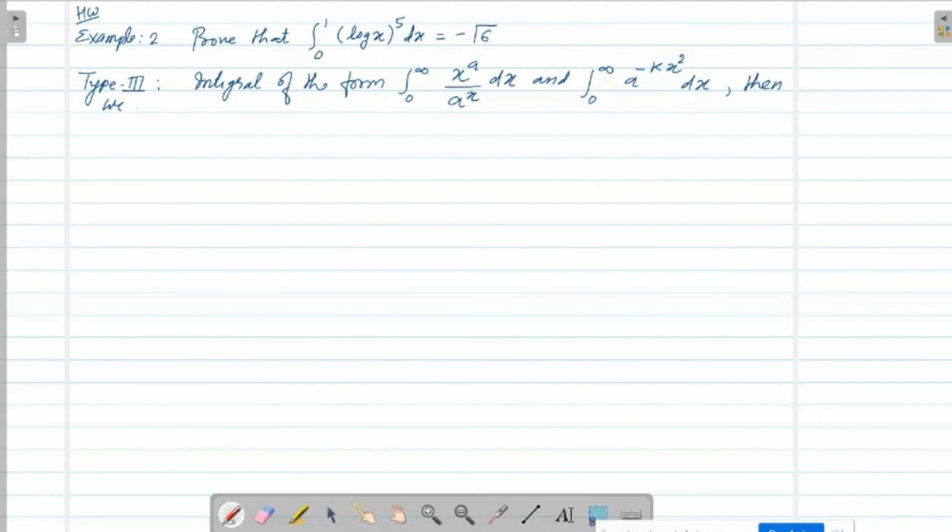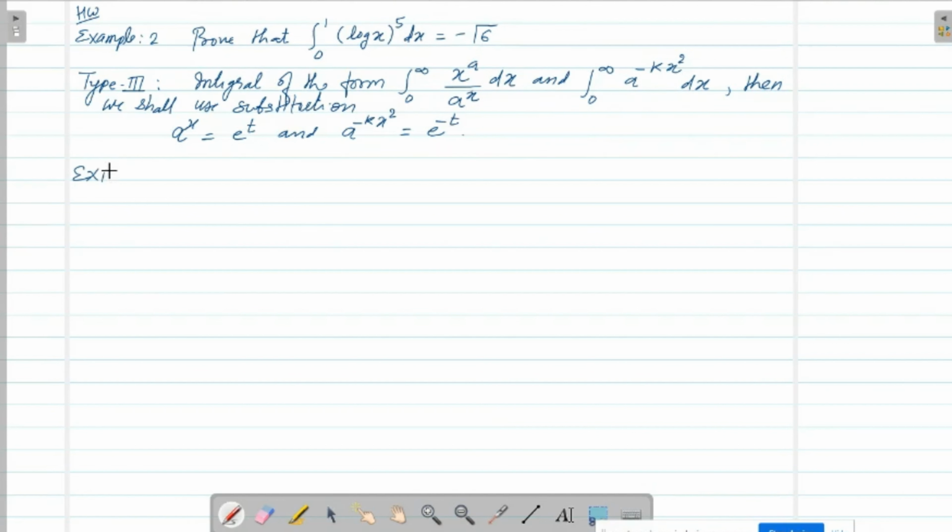Then we shall use the substitution a raised to x equal to e raised to t, and for the second one, a raised to minus kx square equal to e raised to minus t. So this substitution we will use for case 1, and this substitution we will use for case number 2. Okay, now let us do the problem.